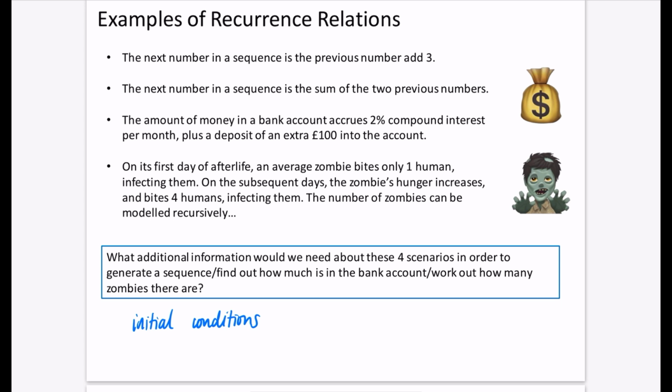Was there anything there? And with the zombies, how many zombies were there on the first day and maybe on the second day as well, to be able to help me to generate this kind of pattern. So the initial conditions are basically how much was, what are we actually starting with here?